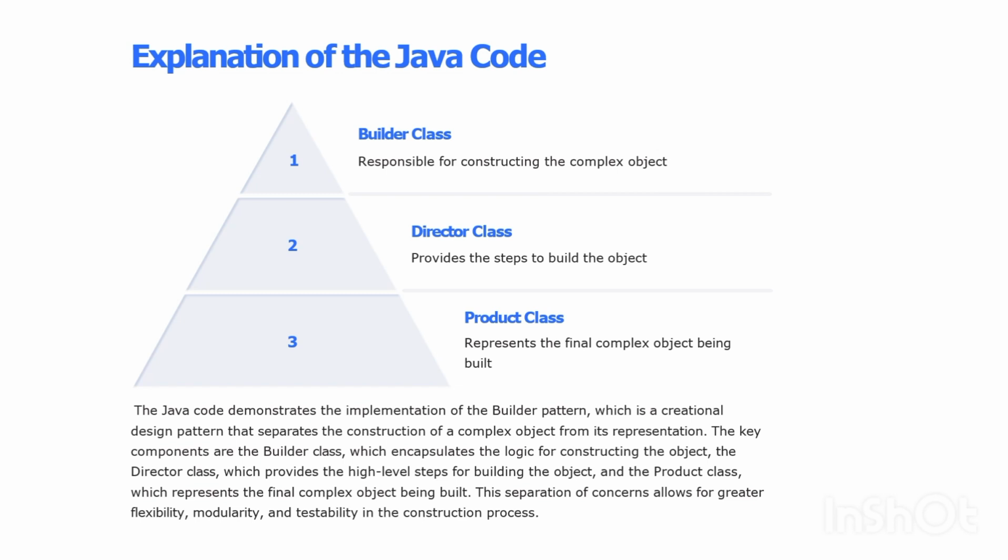So this Java code is basically demonstrating the implementation of the builder pattern, which is a creational design pattern that separates the construction of a complex object from its representation. And the key components are the builder class, which encapsulates the logic for constructing the object, the director class, as you can see, which provides the high level steps for building the object, and the product class that represents the final complex object being built. And this separation of concerns allows for greater flexibility, modularity, and testability in the construction process.